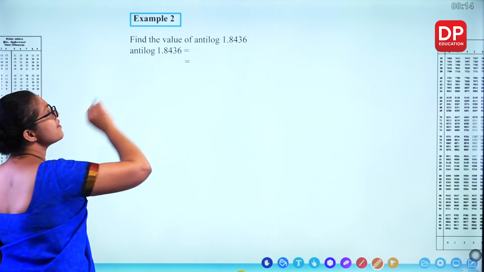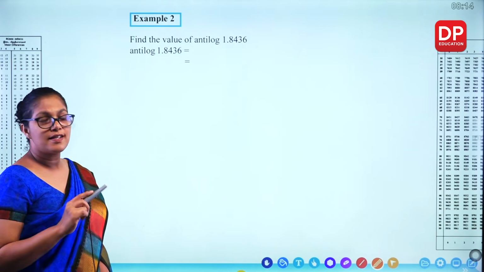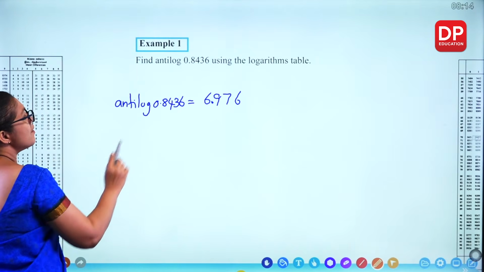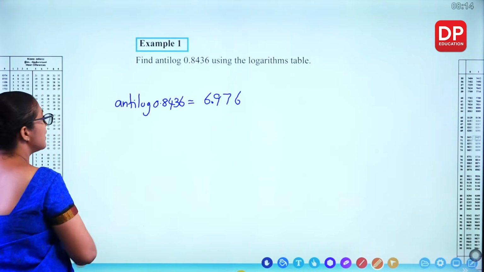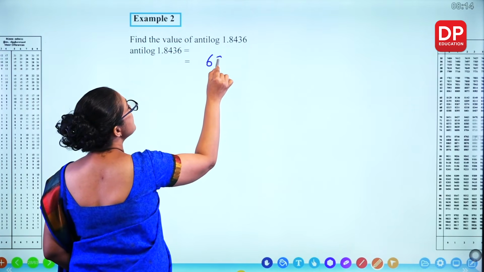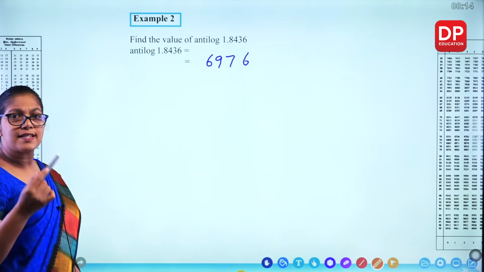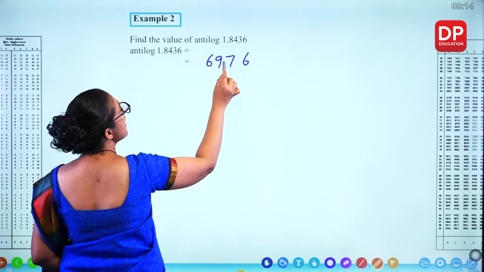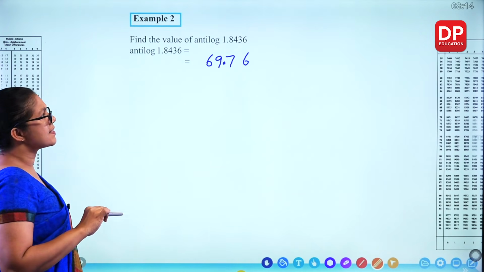Example number 2. Find the value of anti-log 1.8436. Now the characteristic is 1. Earlier, you got the characteristic 0. So, what's the number we referred before? 6976. So, here also you are getting 6976. Now, the characteristic is 1. So, that means you have to move one place to the right. The answer is 69.76.